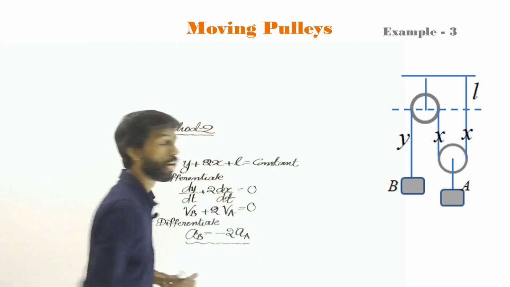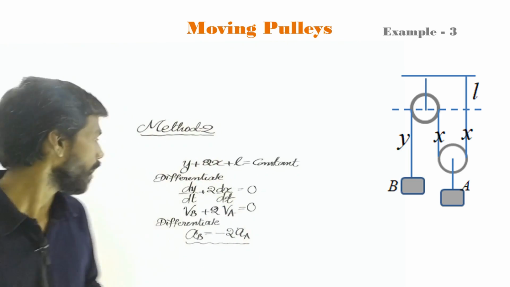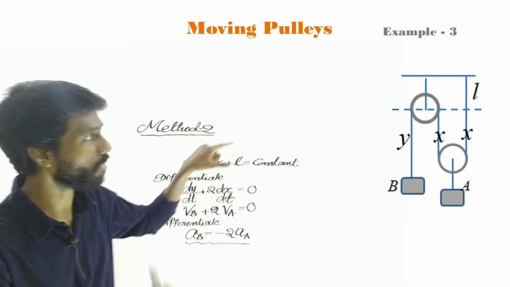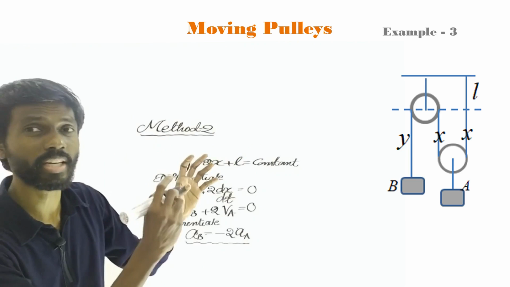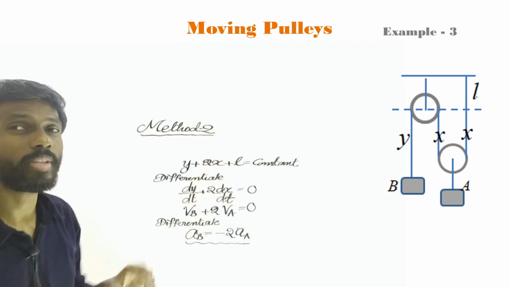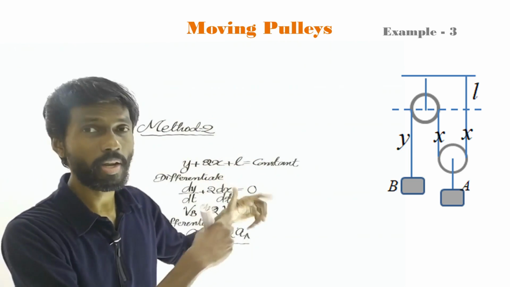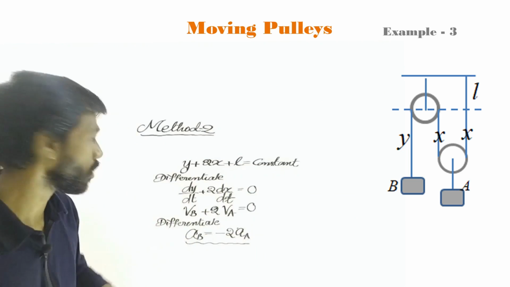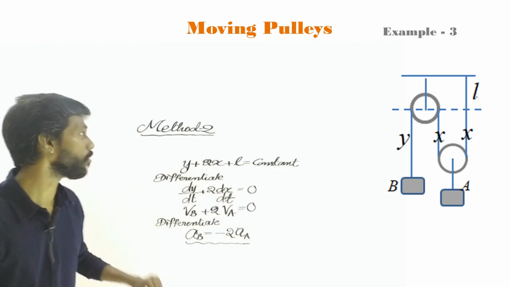So this is one of the methods of finding the relation between the accelerations, making use of the constant and the variable part of the string, the length of the part of the string. X is the displacement of the block A and Y is the displacement of the block B. If you differentiate two times, we get the relation between the accelerations.